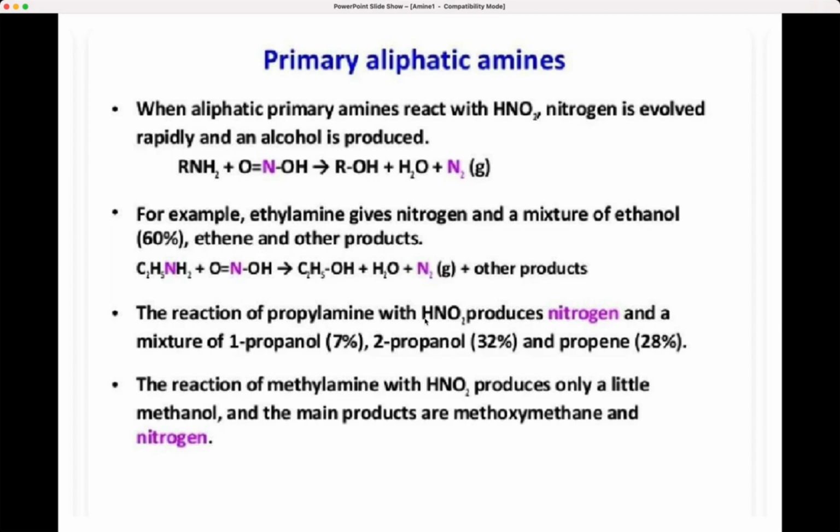The reaction of propylamine with HNO2 will produce nitrogen and a mixture of 1-propanol, 2-propanol and propene. So see the percentage of each product. The reaction of methylamine with HNO2 gives you a little methanol, and the main products are methoxymethane and nitrogen.